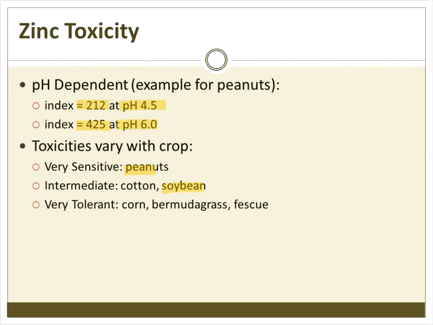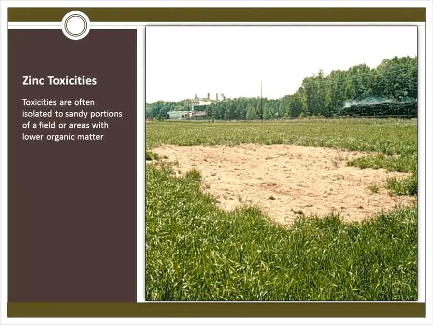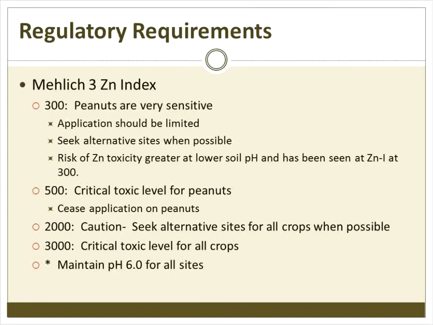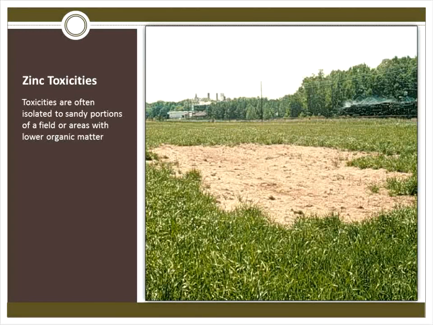Now, in the regulations, one of the things that we talked about was, well, I think it's actually on the next slide. Oop. There we go, this slide. Well, let me come back to that in a second. We talk about zinc indexes and zinc toxicities, and zinc is one of those positively charged ions. It's a cation, right? And so it can get bound up on the cation exchange complex such that it's not as available to the plants.